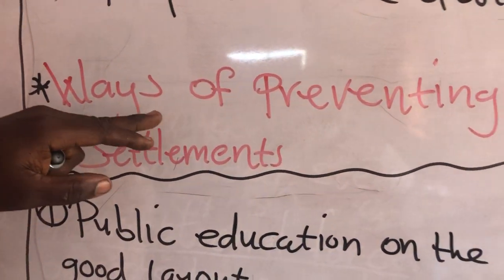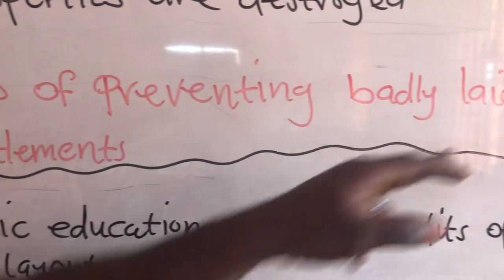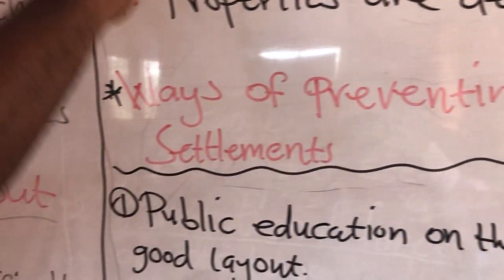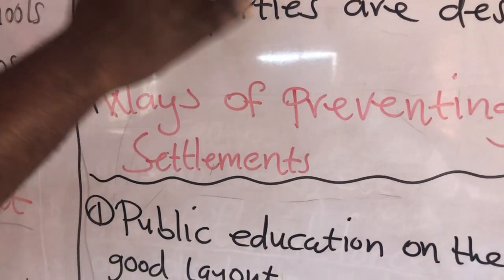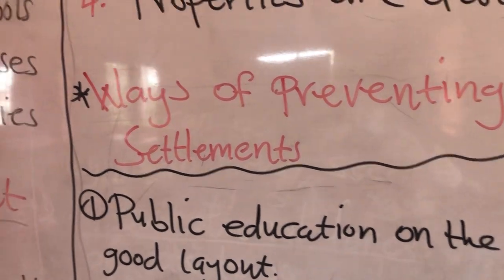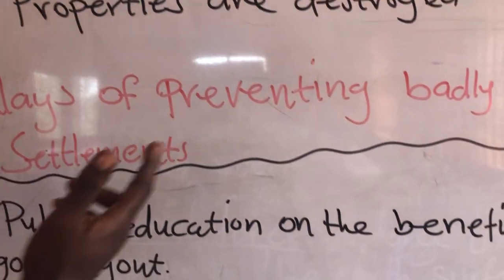What are the ways of preventing bad layout settlement? Now that we know the effects, the implications of demolishing bad layout settlement, what can we do to prevent it from even happening in the first place? So we say ways of preventing bad layout settlement.